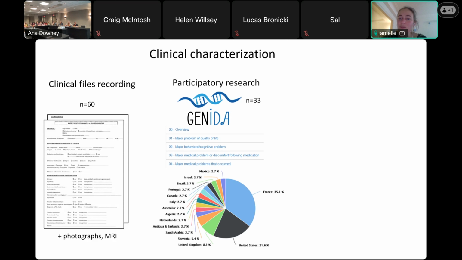And why did we develop that? Because for us, it was useful first to suspect DYRK1A syndrome. So it was more important before the development of next generation sequencing. Now that we can have access to exome sequencing or genome sequencing, it's maybe less important to really suspect it clinically. But it really helps us now to interpret variants of uncertain significance.